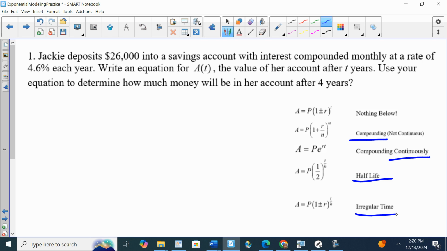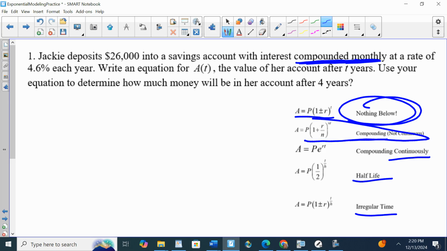If I don't see any of those keywords or phrases, then I use my OG, my original one. Jackie deposits $26,000 into a savings account with interest compounded. Boom, there's my keyword, monthly. If it's compounded and not continuously, that is my N formula. N is the number of times compounded, so N is 12.